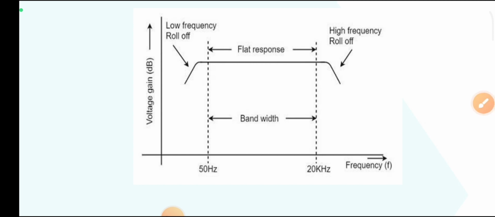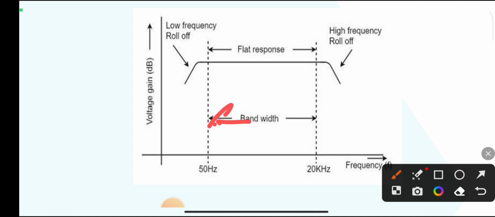Next, in the middle, in this region, the gain is constant. You know, flat response means the gain is constant. So this is the frequency response of the RC coupled amplifier.